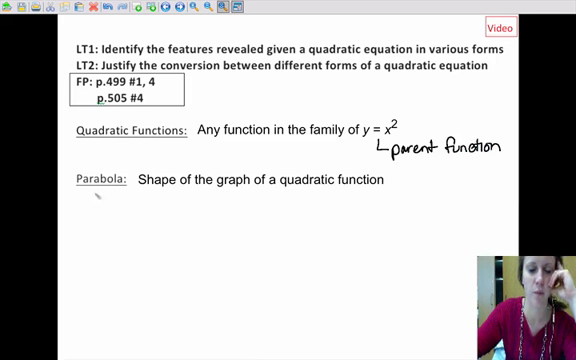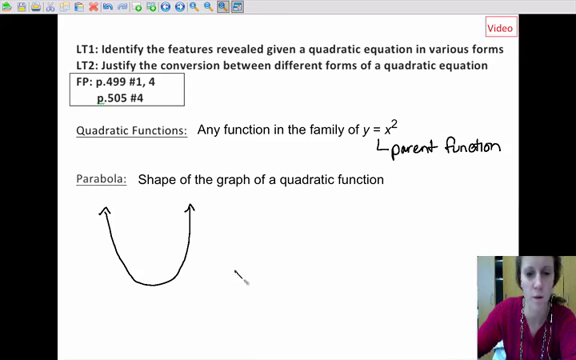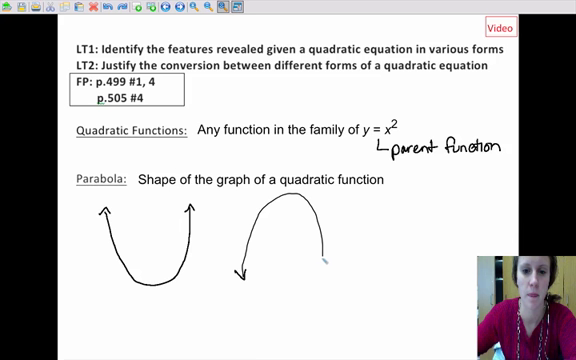And then a parabola is the shape of a quadratic. I'd like you to draw a parabola. It will either open up and kind of look like this. Either way, it's going to look like a U shape. So it will either open up or it will open downward, like this. We'll see both of those. Those are both quadratics. We call them a parabola. Similar to how a linear equation has a line, a quadratic equation has a parabola.